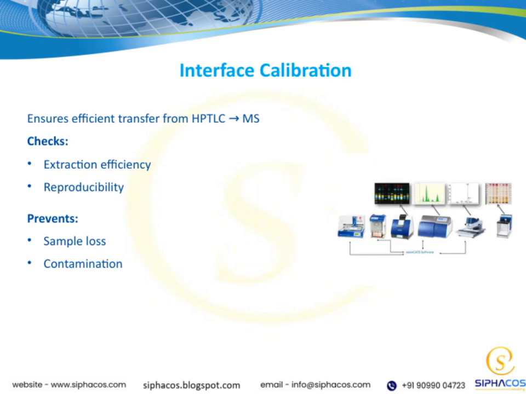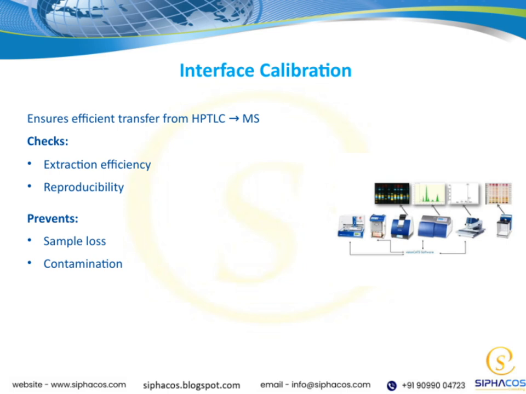Let's talk about interface calibration. This step is crucial because it ensures an efficient transfer from HPTLC to MS. When we calibrate the interface properly, we improve the consistency and reliability of our results. One of the key aspects we check is extraction efficiency, meaning how well our sample is transferred and prepared for analysis. If this step isn't optimized, we risk losing important compounds or getting skewed data.